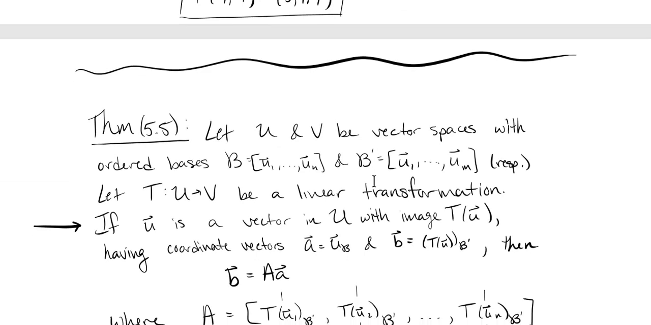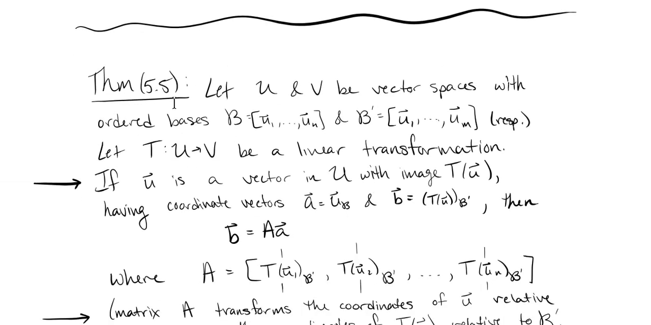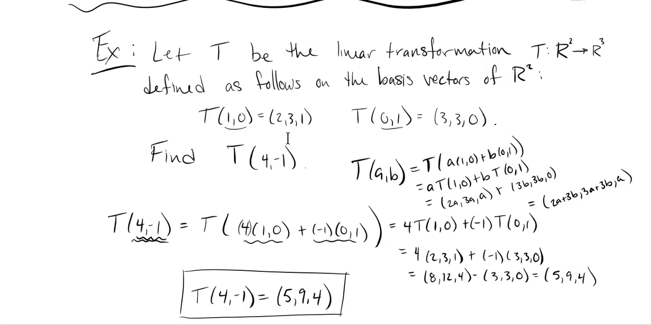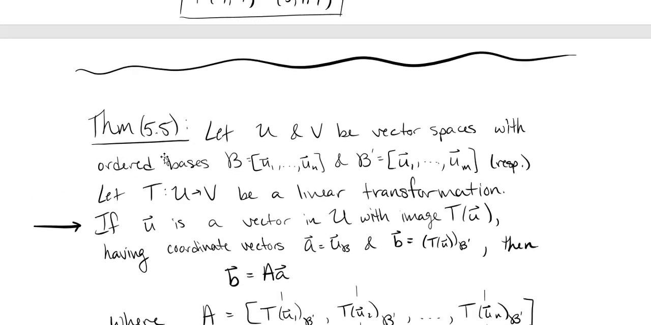Okay, let's look at another theorem now, theorem 5.5. I guess before we move on, let's notice how useful that is. Knowing just what T does to the basis vectors, we can come up with a general expression for what T does. That's very powerful. So now let's move on to theorem 5.5. Let U and V be vector spaces with ordered bases, B with vectors u1 through un, and B prime with vectors, so I should call these u1 prime through um prime, respectively. Let T be the transformation taking elements of U to V, and let it be linear.